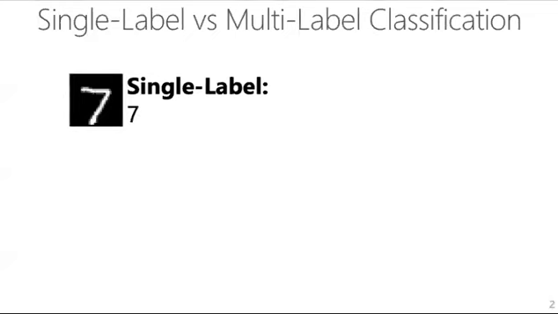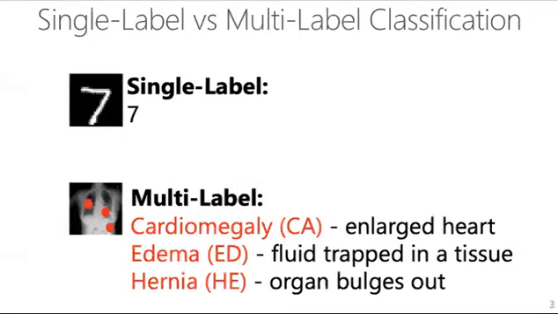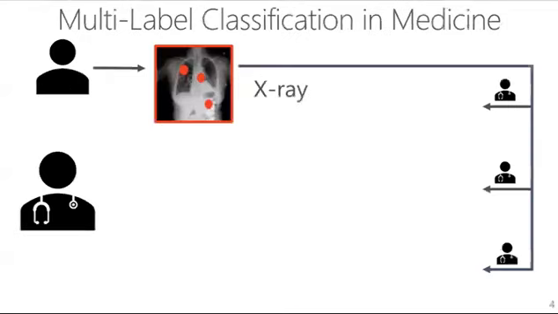For standard computer vision datasets such as MNIST, we must find a single label per image. In this case, we label the digits in the image as 7. However, for many real-world datasets, especially in the medical domain, such as X-rays, we must label a given chest X-ray with possibly more than a single label, because a given patient might suffer from multiple pathologies.